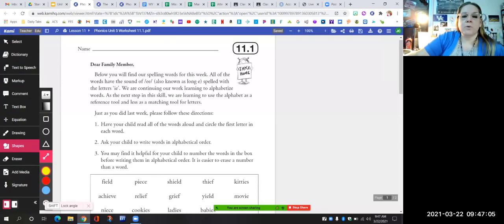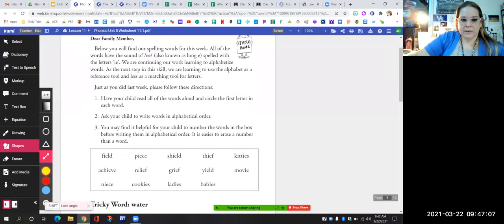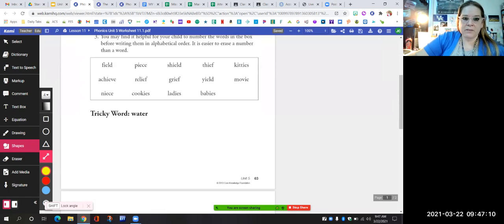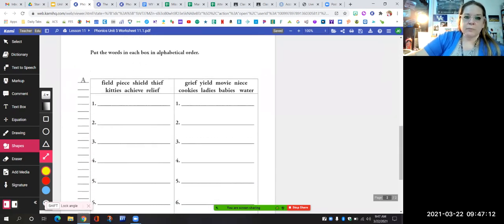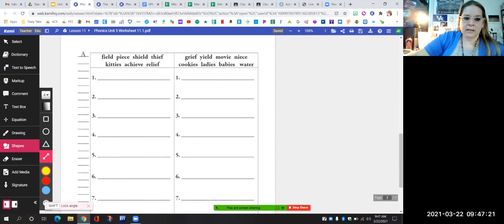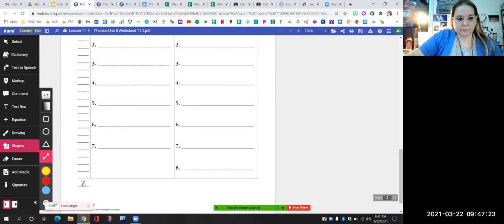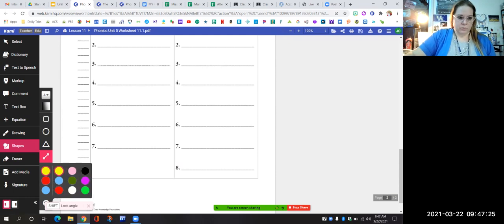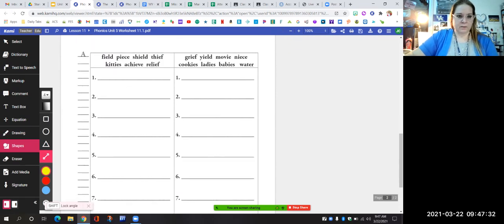So remember, it's more than just a spelling list this time. Here are your spelling words, but on the second page, you are going to put these words in ABC order, okay? So you have field, peace, shield, thief, kitties, achieve, relief. You're going to put those together in this box. Okay, so these go in this box right here.